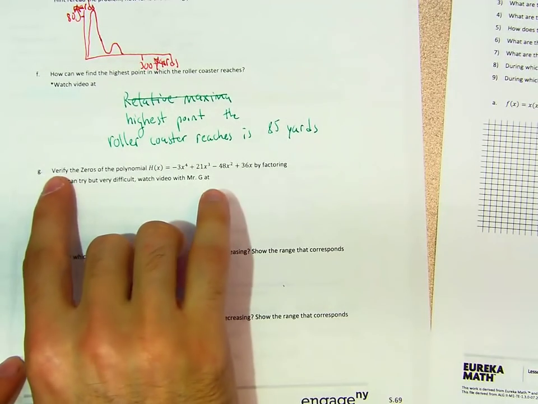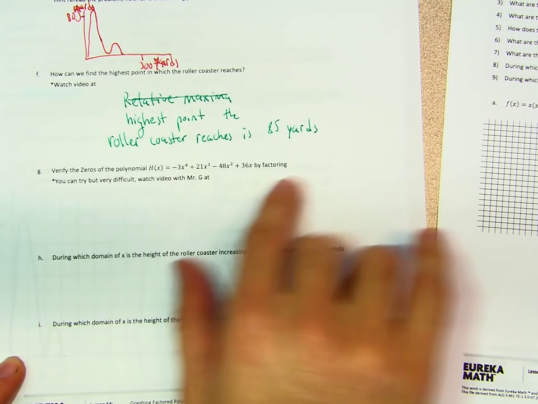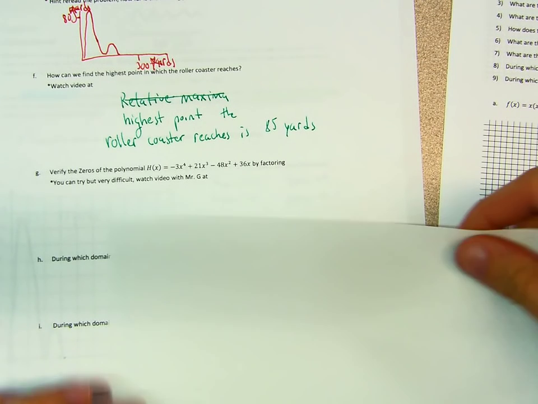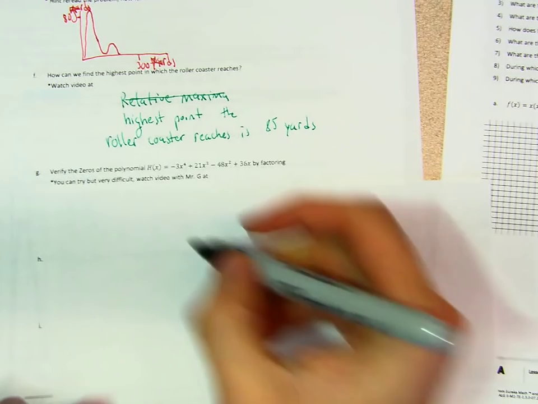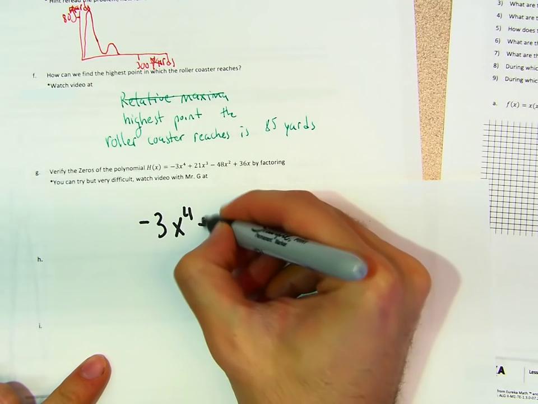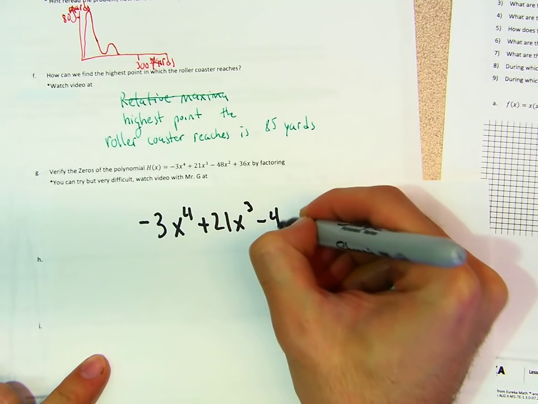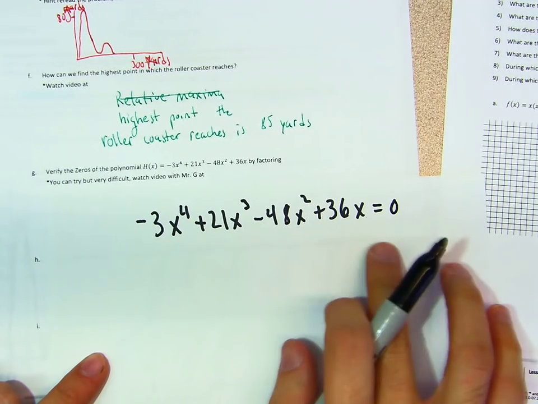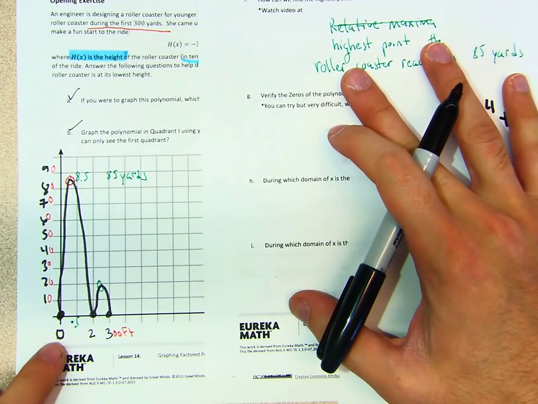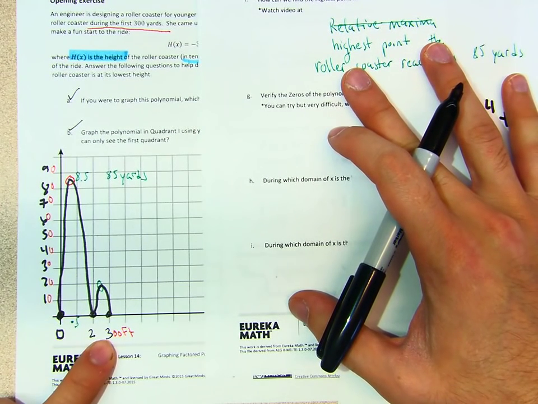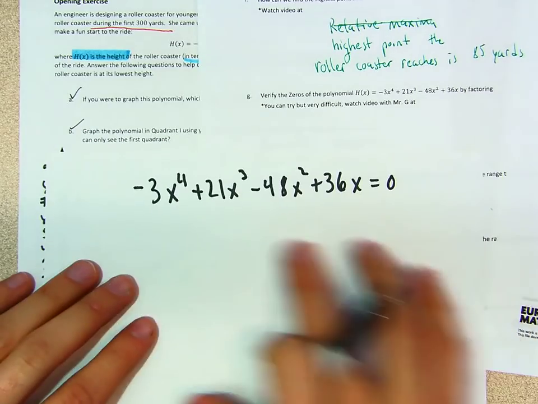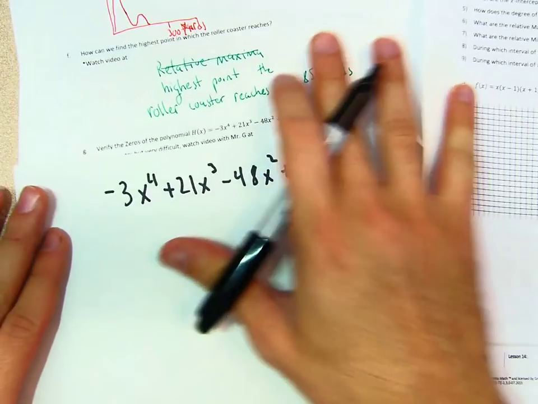So this part G, where it says verify the zeros of the polynomial h of x by factoring. You can try, but this is going to be a very difficult polynomial to factor. So let's see why it is difficult. If I have negative 3x to the fourth plus 21x cubed minus 48x squared plus 36x, and I say equal it to 0, and I ask what are the zeros of this polynomial? If we look at our graph, we know the zeros are going to be 0, 2, and 3. But we did this because we had the calculator. How could you do it by hand? So if I wanted to factor this polynomial, let's take a look.